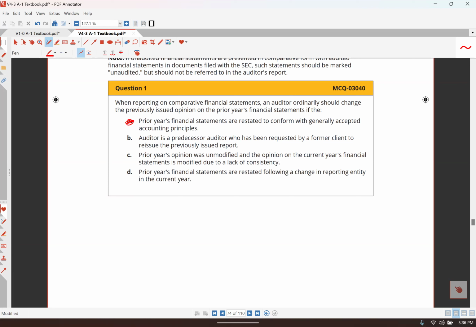Now B, the auditor is a predecessor auditor and has been requested by a former client to reissue the previously issued report. I'm not sure why you guys picked B. I mean, some of these answers are so weird, I can't even explain why they're not right. Does somebody want to say something about why they thought B was correct? I mean, that's just too weird for me. I can't even explain. That's just wrong.